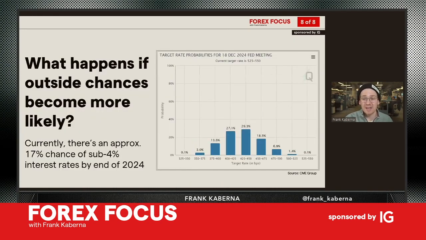But that being said, you look at the projections for the December of 2024 meeting, and the bulk of the probabilities here are around 100 basis points lower, so close to 4%. And there's this outside chance, around a 17% chance, of sub-4% interest rates here in the US by the end of 2024. Now, if that starts to get bigger, the outside chance, the black swan chance, if you want to call it that, starts to become more realistic and maybe even starts to price in potential 3% interest rates or even lower, that could mean even further downside for the US dollar.